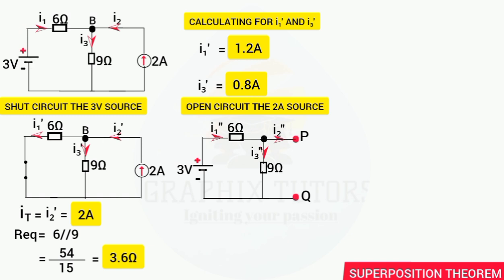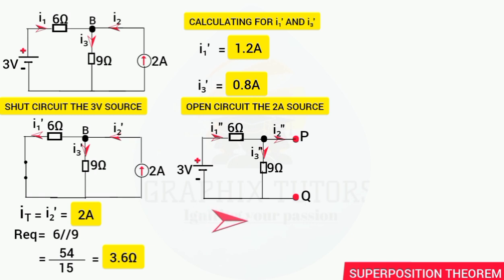The only thing I'll remove is the 2 ampere current source. So when you remove it, this is what you'll be having. When you open circuit, it means that you are removing the element totally. Everything still remains in place, my I1 prime. What do you notice?